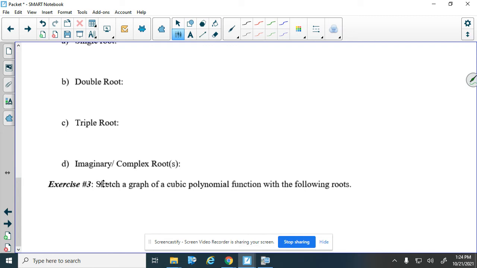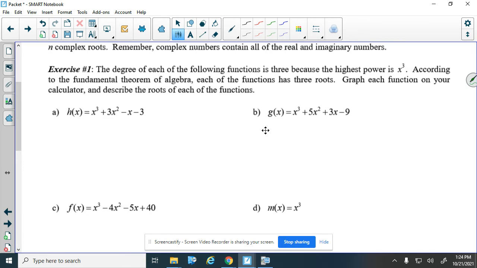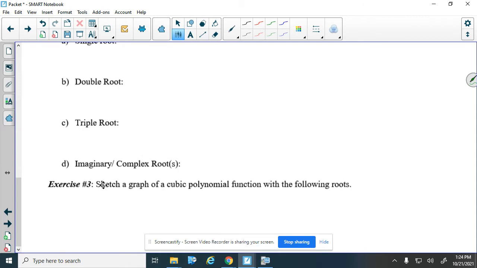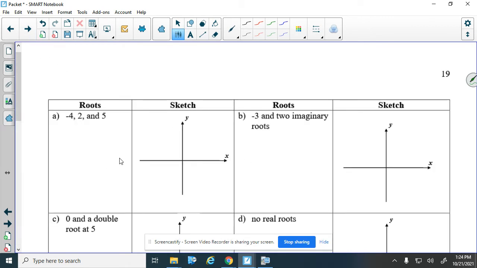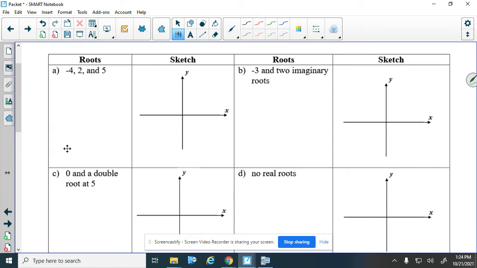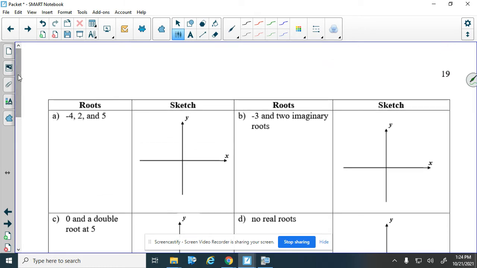So I'm on the bottom of page 18, just to read the directions for the next page. It says sketch a graph of a cubic polynomial function with the following roots. So we're going to practice with what these roots are and how I would draw them. Now, we have choices. We know if it's a cubic function, the two ends have to go in opposite directions. So we could go like this with our graphs, or we could go in this direction. It's not specified. I'm going to draw them here positive, but in class I know I'll encourage people to try it both ways.